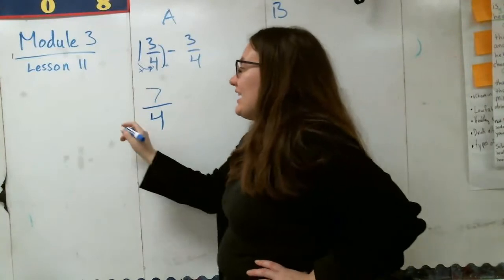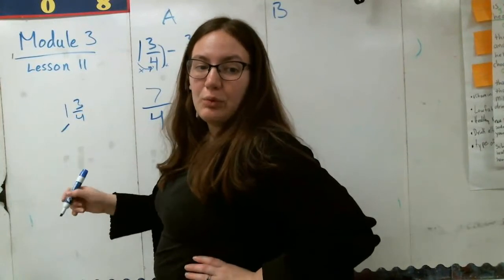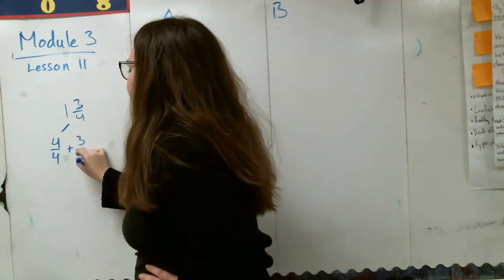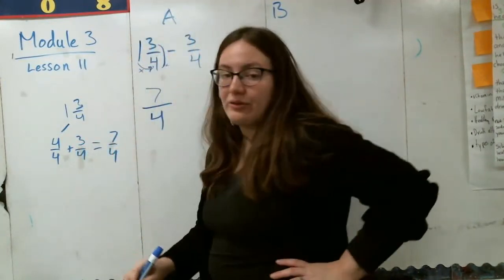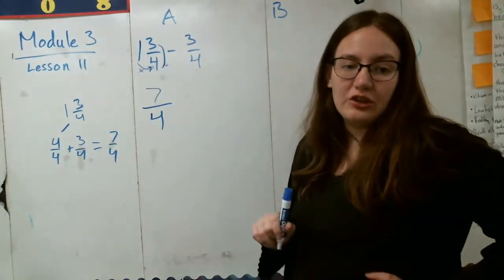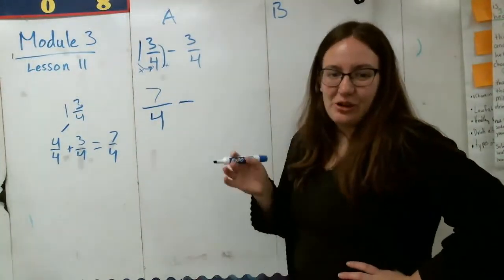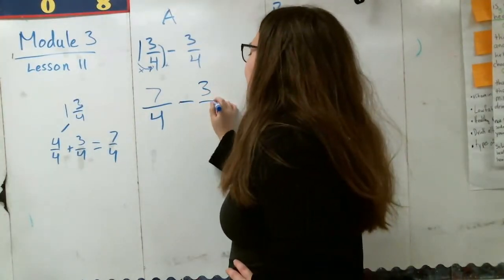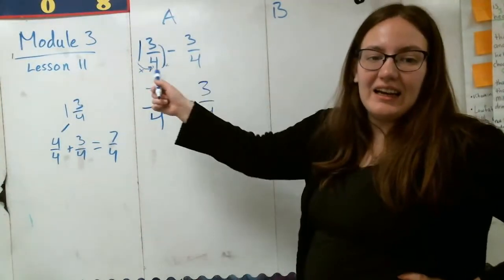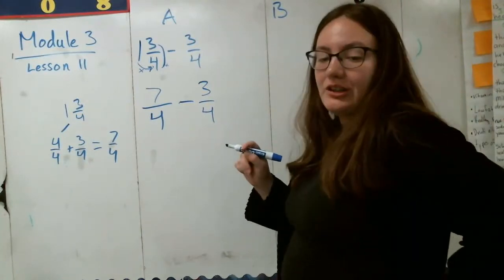Another way you can think of this is that if I have 1 3/4, I know that I have 3/4, but I also know that 1 I can think of as 4/4 in this situation, and 4/4 plus 3/4 would give me 7/4 as well. So that is another way you can think about changing your mixed numbers into an improper fraction. Normally I say don't use improper fractions, but in this case it's going to make it a little bit easier for you, because now that I've changed this, I can go ahead and solve my problem. And that's exactly what I'm going to do.